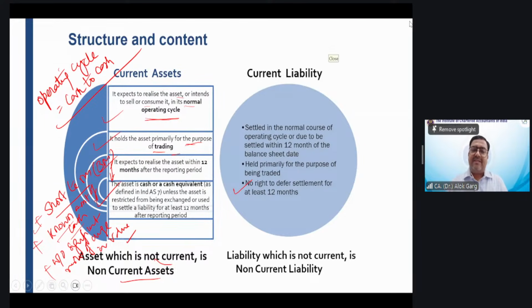So the asset is a cash or cash equivalent unless the asset is restricted from being exchanged or used to settle the liability for at least 12 months after the reporting period. Right? Okay. So if it is a restricted asset... Bank balance is also like a cash equivalent? Bank balance is cash only.